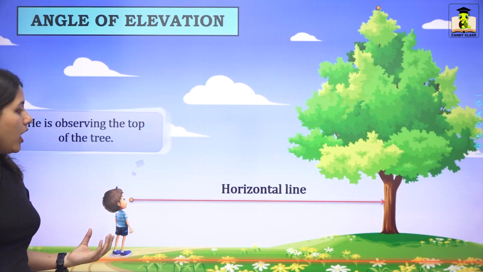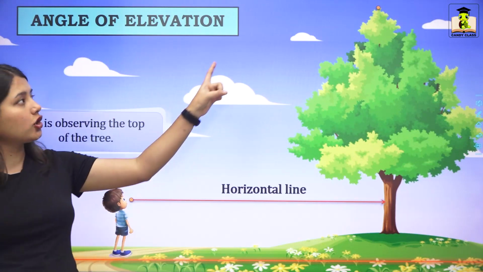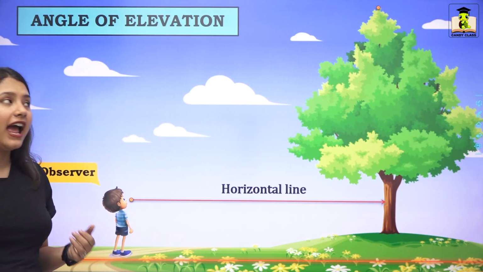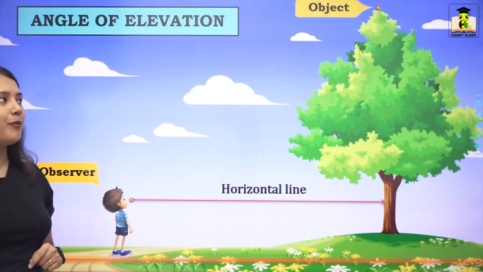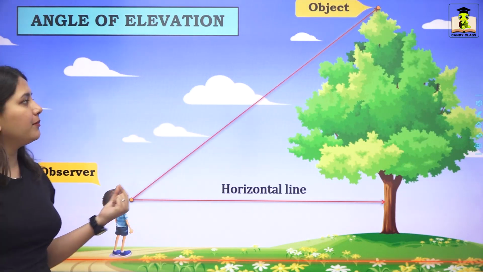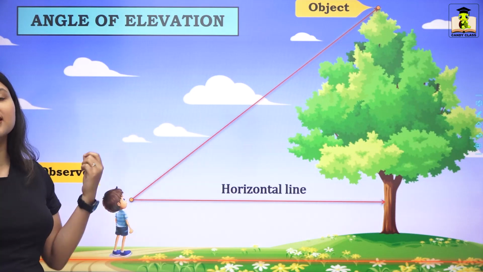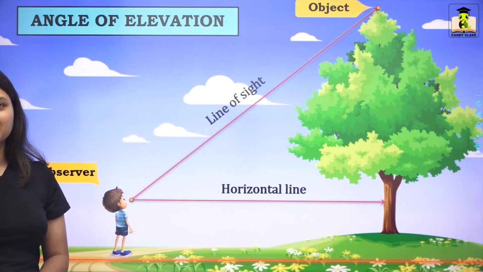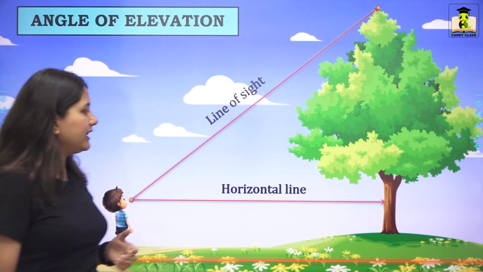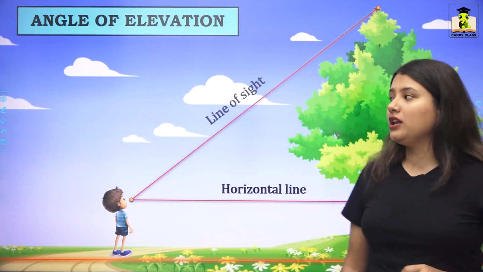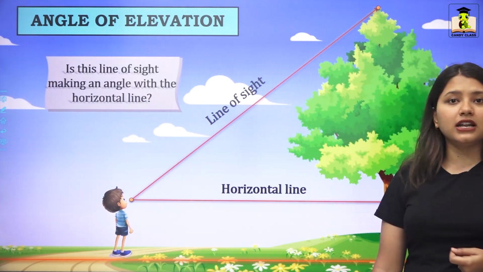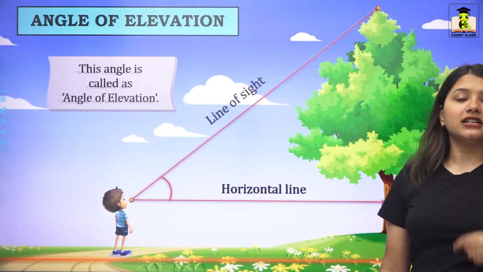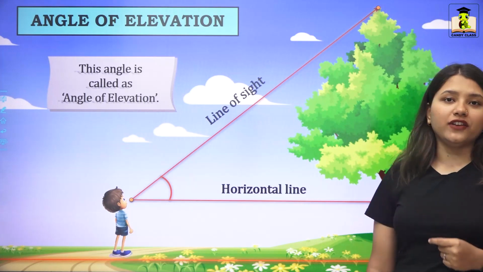Now, Rohan is observing the top of the tree. So, in this case, the observer is Rohan and the object is the top of the tree. And the line between the observer and the object is known as what? Line of sight. But can you see, is there any angle between the line of sight and the horizontal line? Of course, yes, there is an angle, and this angle is known as the angle of elevation.